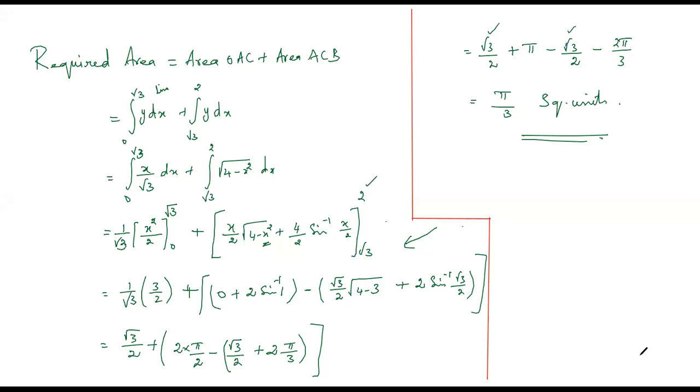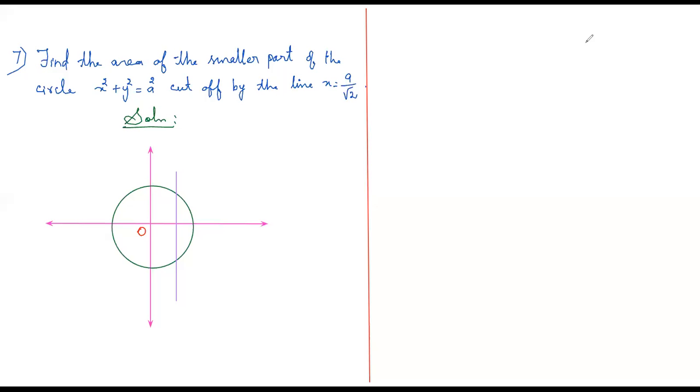Now let's move to question number 7. Find the area of the smaller part of the circle x squared plus y squared equal to a squared, cut off by the line x equal to a by 2. So the circle is x squared plus y squared equal to a squared, right? x squared plus y squared equal to a squared is a circle of radius a. So you draw a circle of radius a.